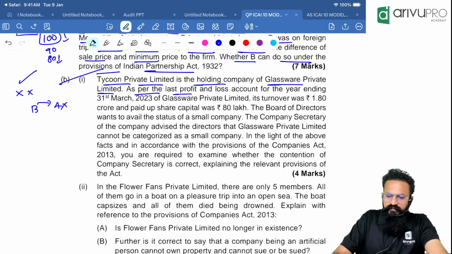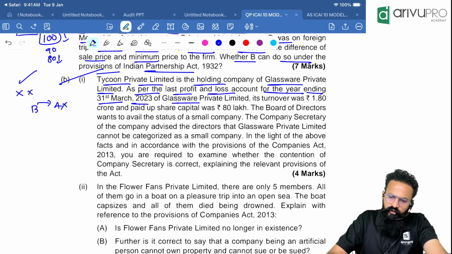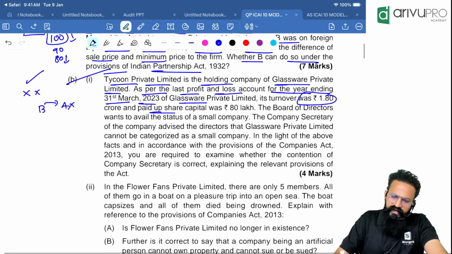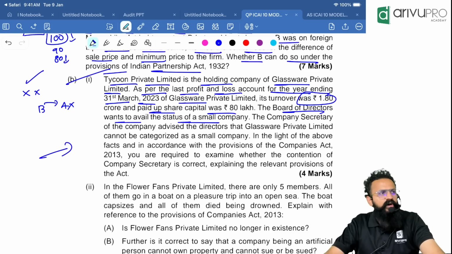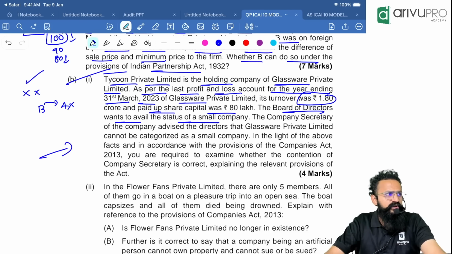Okay, next one. Tycoon Private Limited is a holding company of Glassware Private Limited. As per the last profit and loss account for the year ending 31st March 23 of Glassware Private Limited, its turnover was 1.8 crore and paid up capital is 80 lakh. The board of directors wants to avail the status of small company. One thing to remember, the small company definition is simple. Tycoon is the holding company of Glassware.